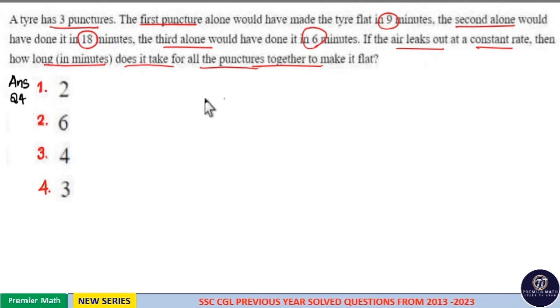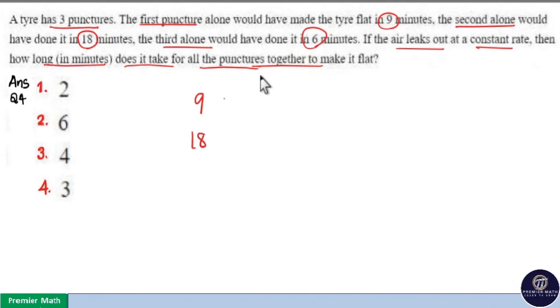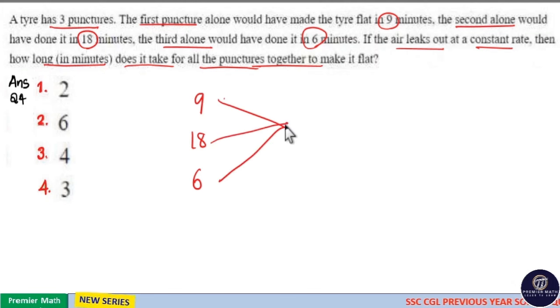Here, the first puncture takes 9 minutes to make the tire flat. The second puncture takes 18 minutes. The third puncture takes 6 minutes. Now all are doing the same work. Take the LCM. LCM is equal to 18. LCM 18 means 18 is the total work here.